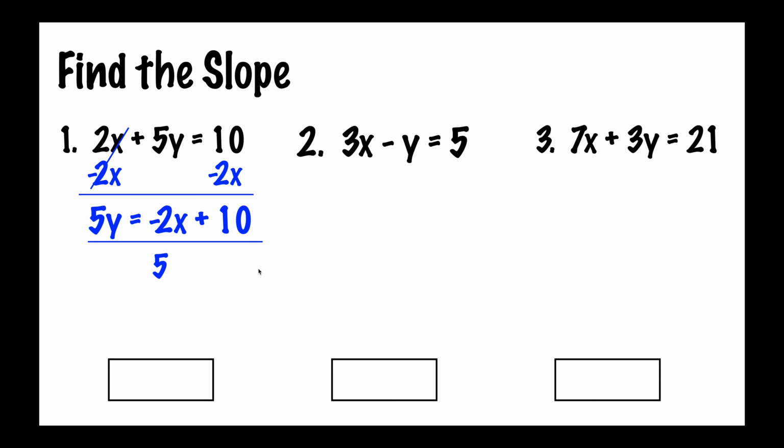Next, we divide both sides by 5, and we're left with y is equal to negative 2/5 x plus 2.